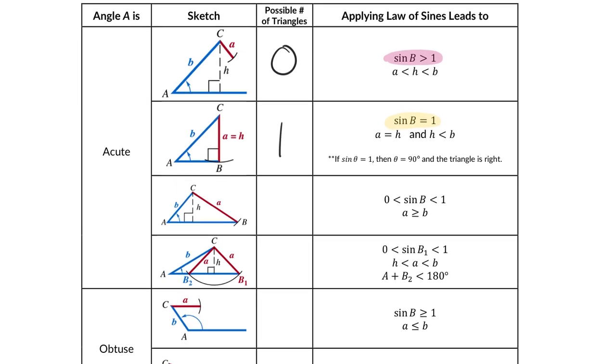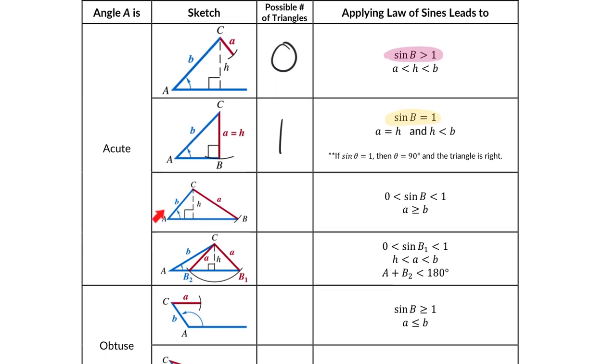Let's say, however, you have this acute angle A, and you're given that b is smaller than a. So little b, the side length, is smaller than little a. And that the sine of B is between 0 and 1, which makes sense because if it was larger than 1, it would be no triangle. That means there is exactly one triangle that fits this scenario.